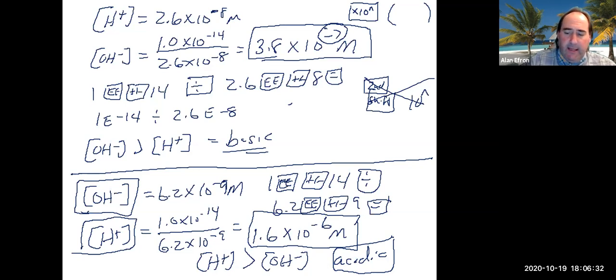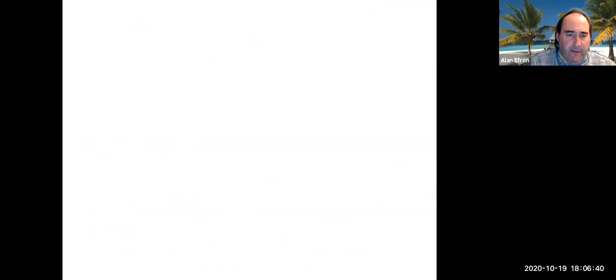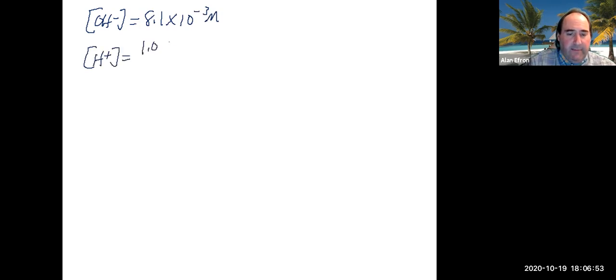Okay, then last one in this group here was OH minus is 8.1 times 10 to the minus 3. So again, we want to approach it the same way we've been doing. And kind of the nice thing is it's really the same calculation. So here the H plus concentration would equal our Kw, which is 1 times 10 to the minus 14, divided by 8.1 times 10 to the minus 3.